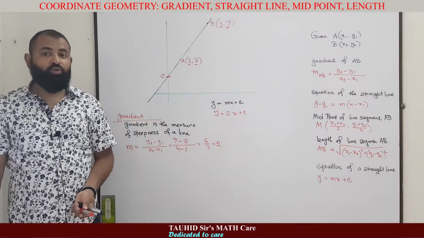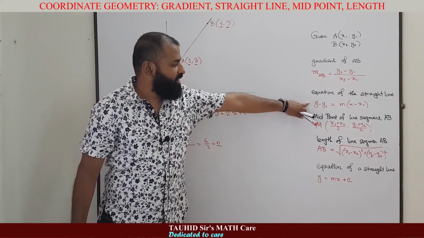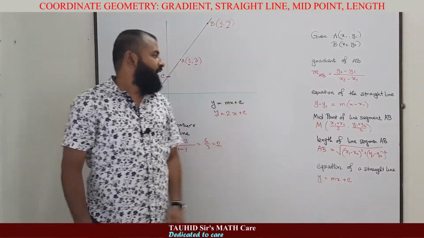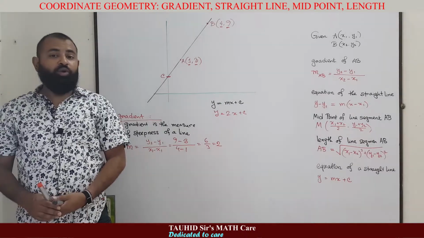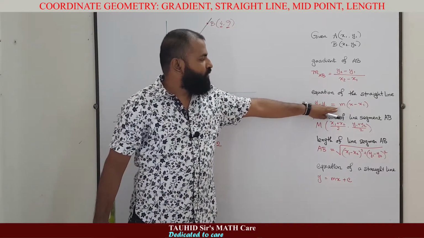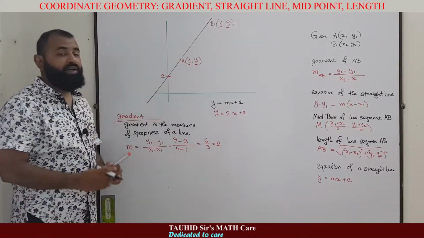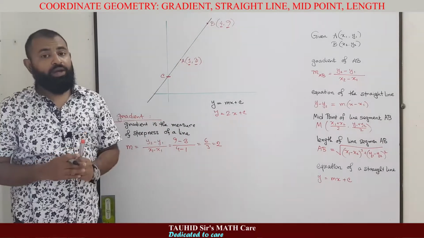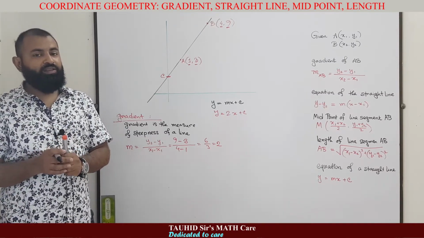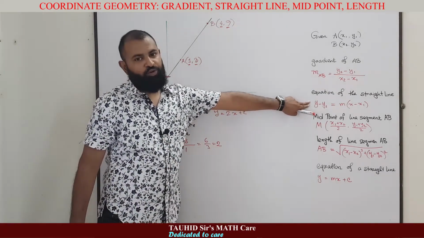We need to use a different equation. Equation of straight line is y minus y1 equal to m into x minus x1. So already we have learned two equations of a straight line, y equal to mx plus c and y minus y1 equal to m into x minus x1. So in this case we are given 2 points and we are asked to find the equation of the straight line, which formula should we use? We should use this formula.